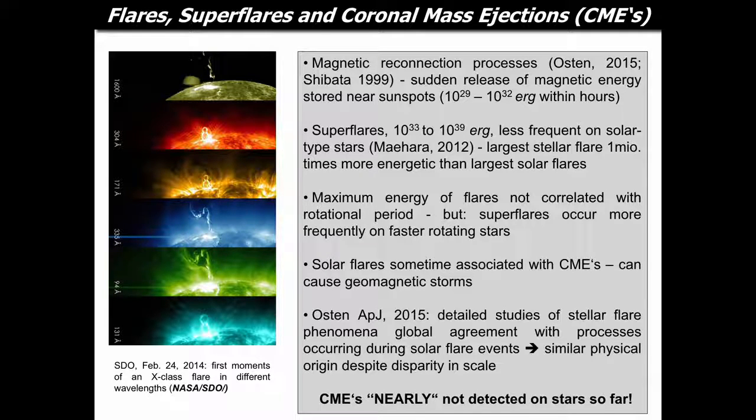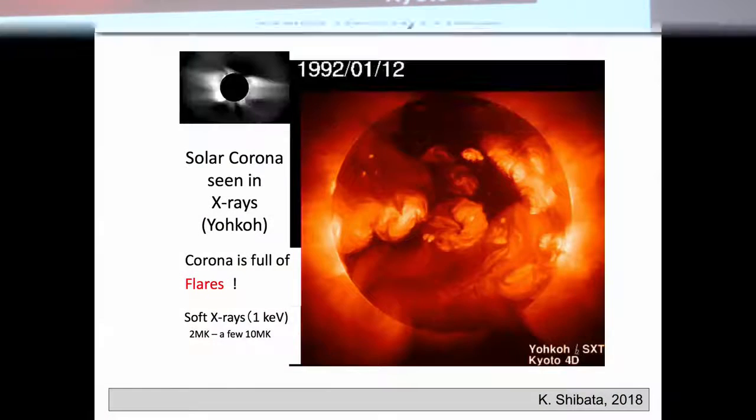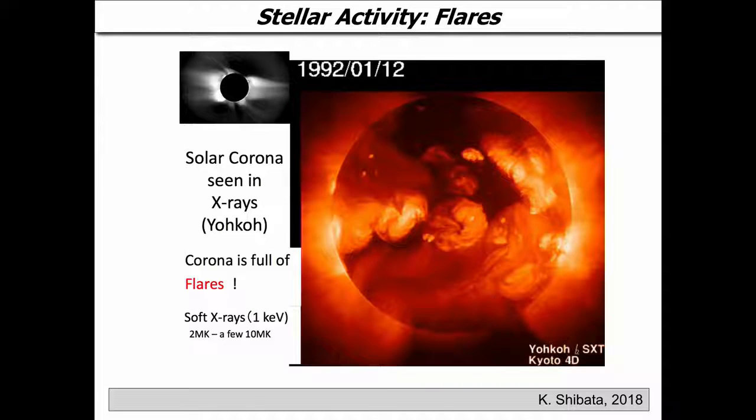There have been quite a few attempts already to detect CMEs on other stars, but there was not any conclusive detection yet. Just another nice picture of a flare when we have a look at the X-ray Sun with the Yohkoh instrument. You see that the Sun is flaring. You see again the nice flaring activity signatures on the surface of the Sun.